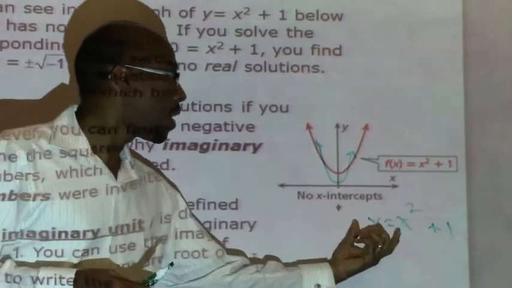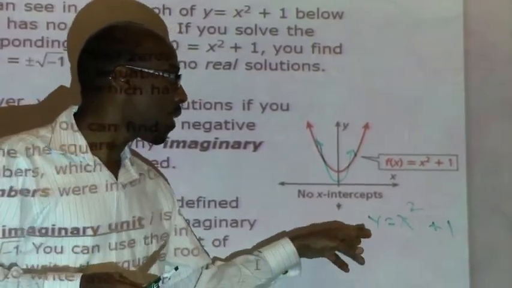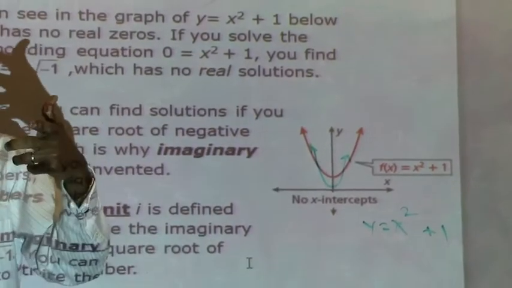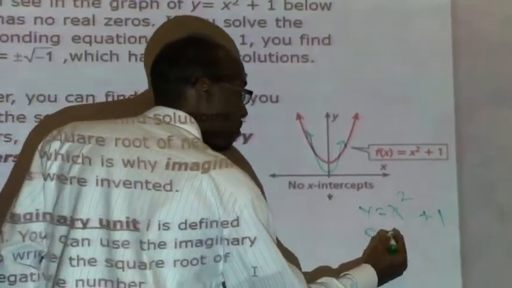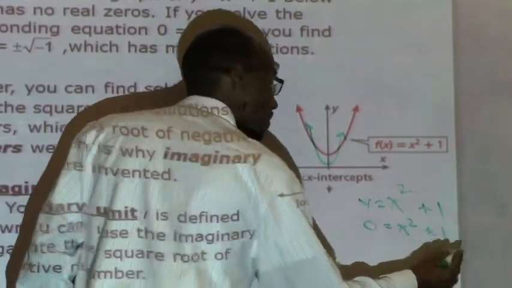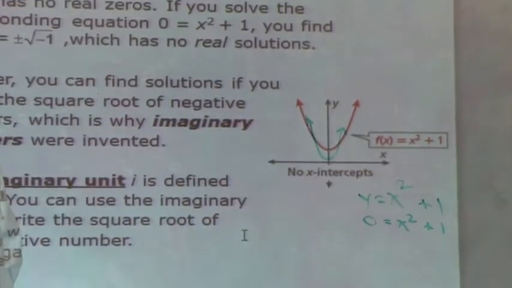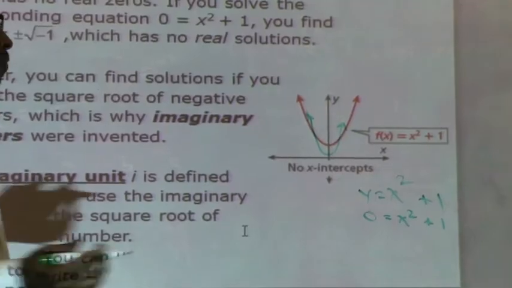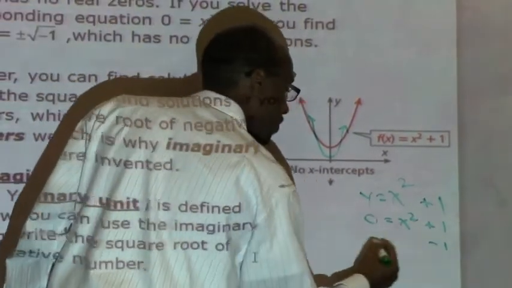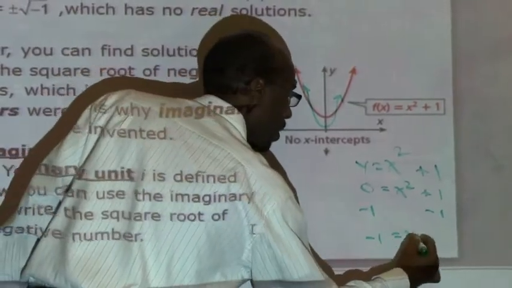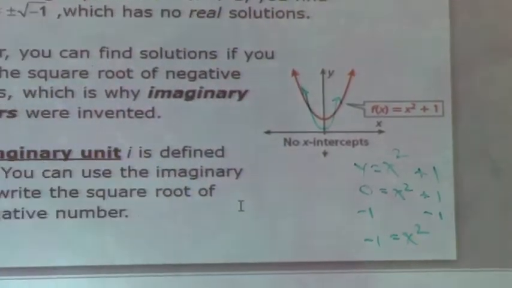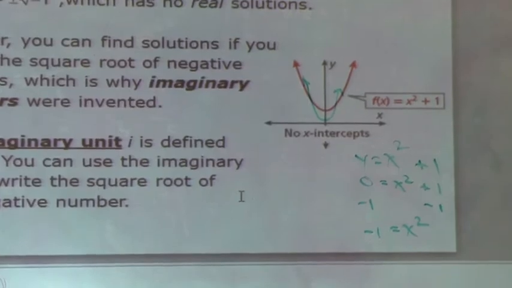In any case, in this situation, they asked you to find the x-intercept. To find the x-intercept, all you do is turn the y into 0, and then from there, you solve it. No big deal. So, of course, they went to solving it. They're subtracting 1 from both sides. Dividing by negative 1, you get negative 1 equals x squared. Anybody know how to get rid of that little 2 on the x squared? Yeah, square rooting.